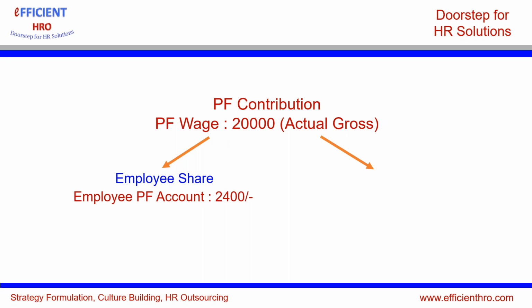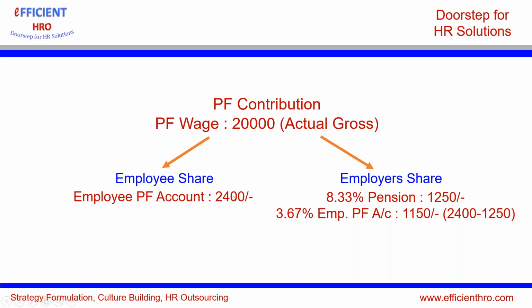Okay. And now the employer's share. When it comes to the employer share, we said that 8.33% is for pension, that is 1250, because the ceiling amount for the pension is 15,000. So 8.33% of 15,000 becomes 1250. So 1250 will go to the pension fund. Now what is the balance amount? The balance amount is 2,400 minus 1250.